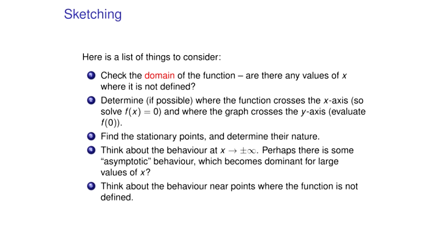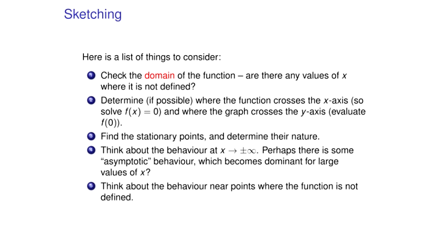Then next, you should work out, if you can, where the function crosses the x-axis, which means that you should solve f of x equals 0. Now, that might be quite hard to do algebraically, but you might be able to get some kind of idea by some numerical calculations. And where the graph crosses the y-axis. Of course, the graph crosses the y-axis just at the point f of 0. You should find the stationary points and work out whether they're maxima or minima or something else. So you should determine the nature of the stationary points.